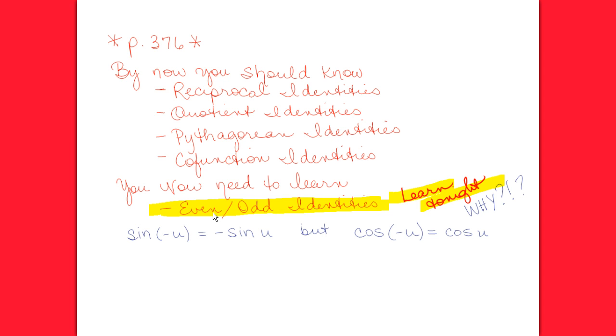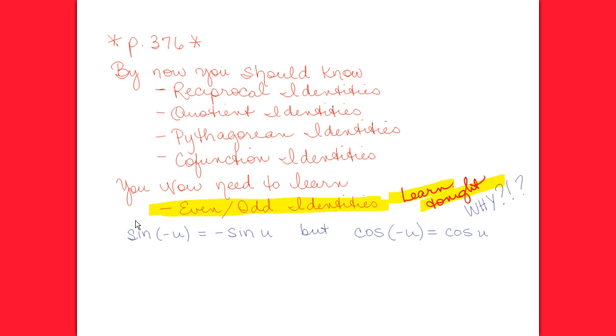We should know the reciprocal identities, the quotient identities, the Pythagorean identities, the cofunction identities, but we never learned the even odd identities. All of these were a good 70 pages ago, but we didn't need the even and odd identities until this section, so that's why we've waited to learn them until tonight.